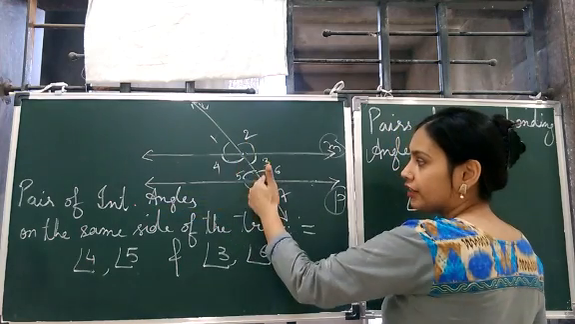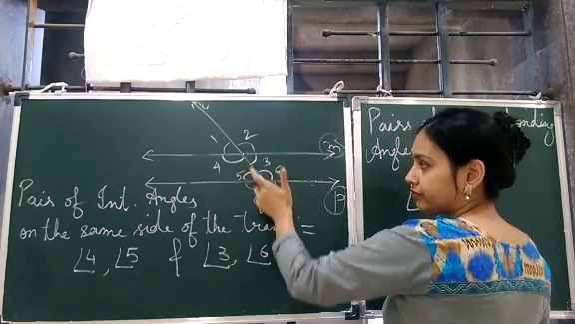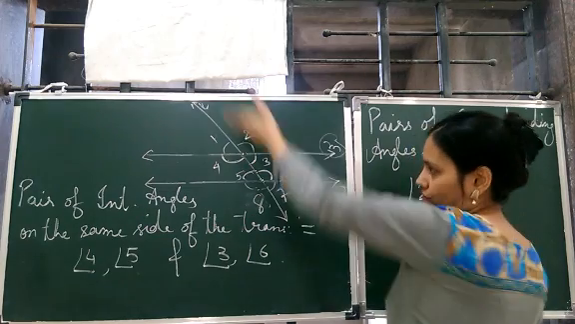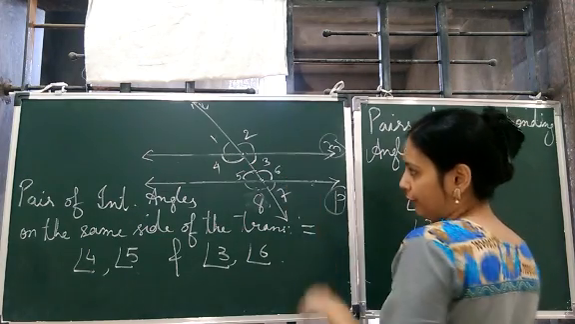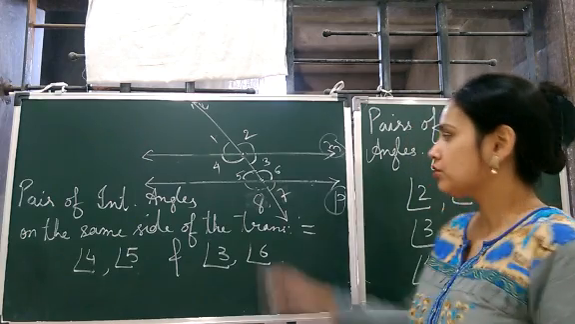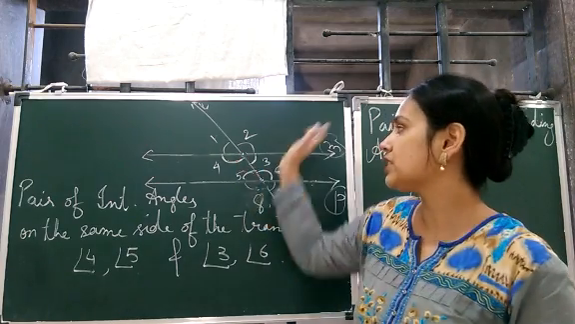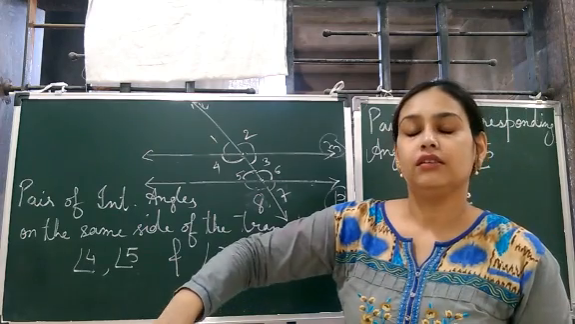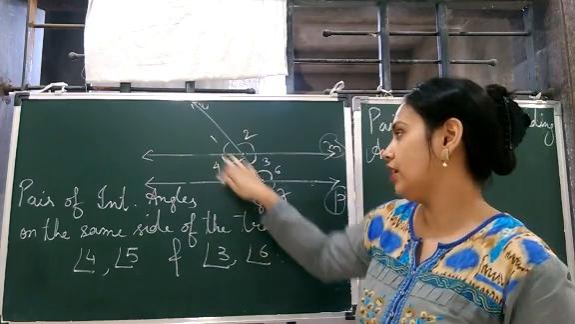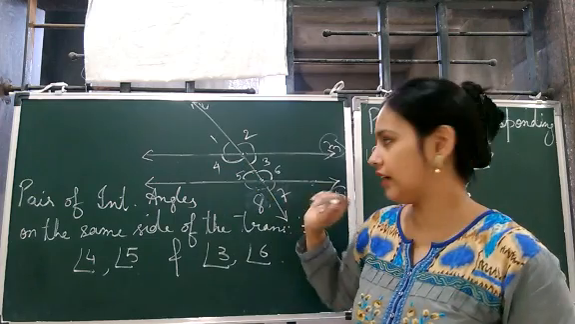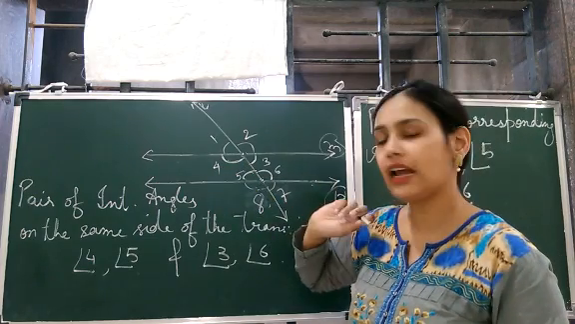Their vertices are different. Their rays will be the same. One ray will be common, one arm will be common. So the vertices are different and they are on the same side of the transversal. Then they are known as corresponding angles. How are they different from interior angles?